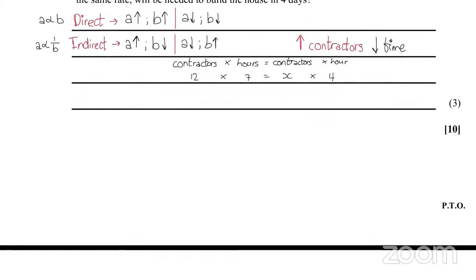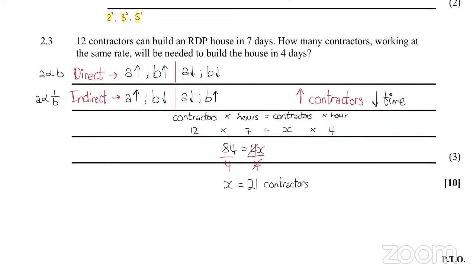So 12 times 7 is actually 84. X times 4 is 4x. We divide both sides by 4. That cancels with that. 84 divided by 4 is actually 21. So 21 contractors would be needed to build a house in 4 days. Okay, I hope that makes sense.